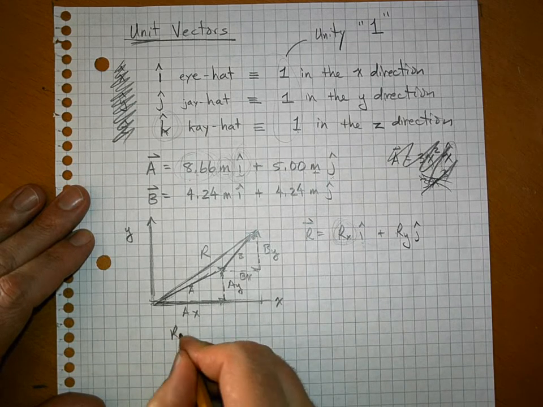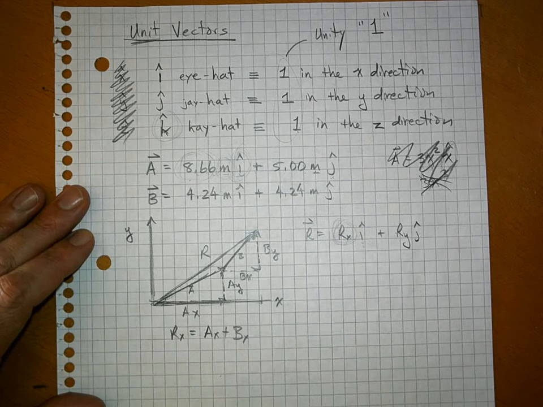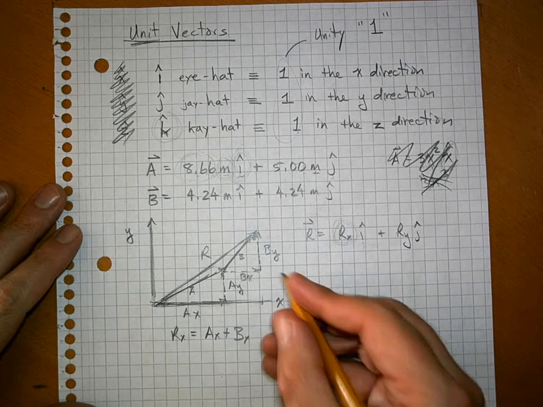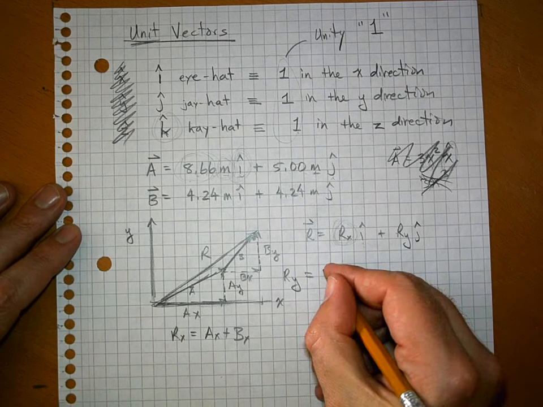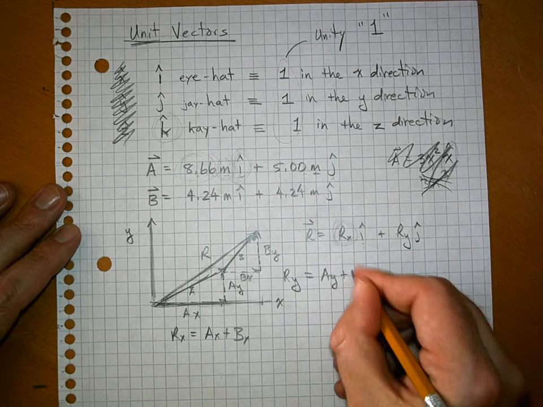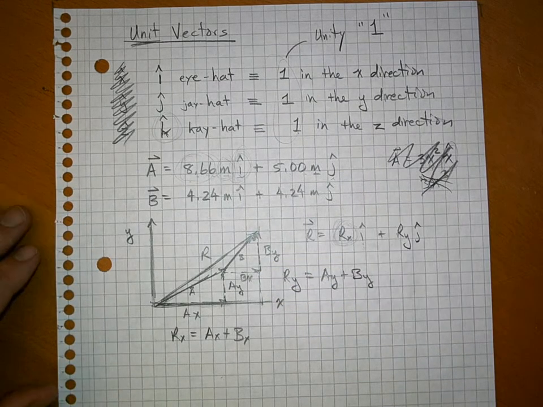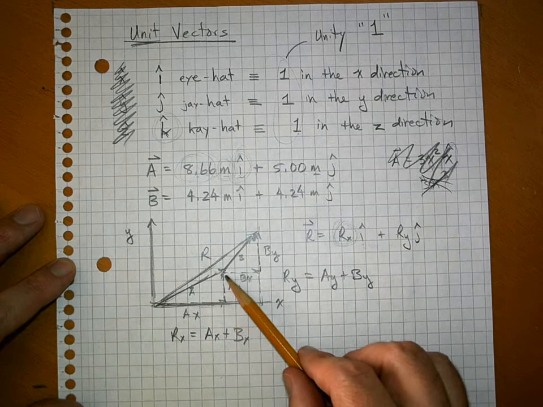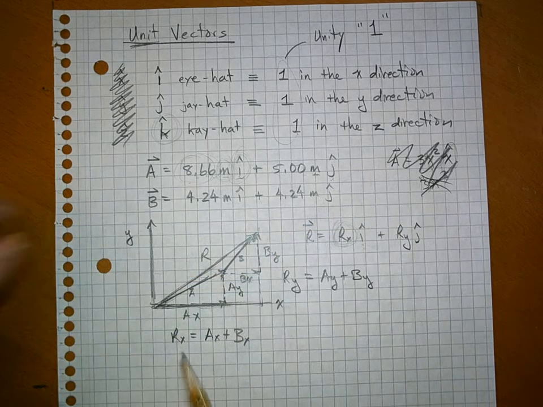So Rx is just equal to AX plus BX. You're just adding them together as if they're scalars. And then you're going to do the same thing for R in the y direction. It's just AY plus BY, right? A in the y plus B in the y. And don't worry, if B, let's say B was off in this direction, that means its x component would be to the left or negative, so you would just be adding a positive plus a negative number, and you could do that quite easily, no problem.